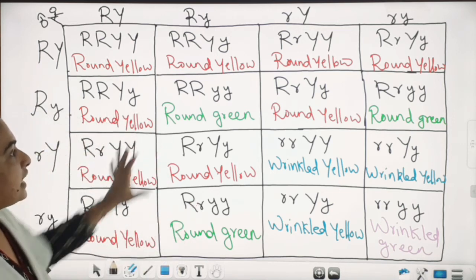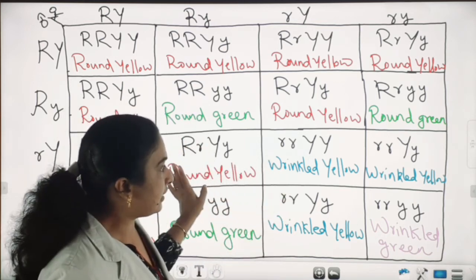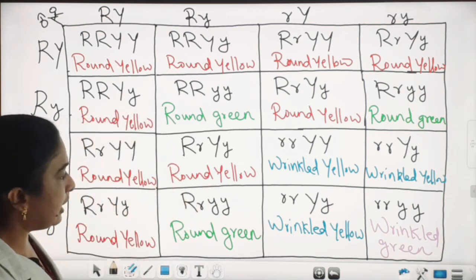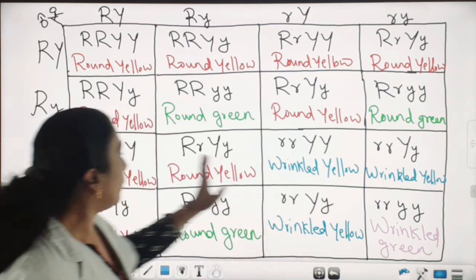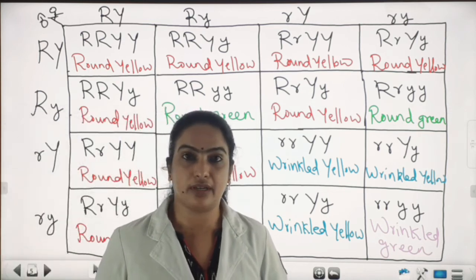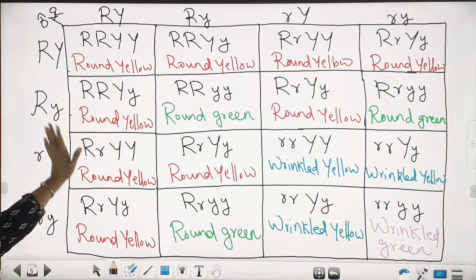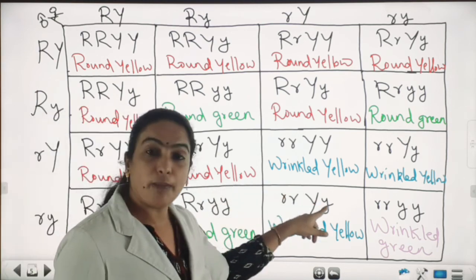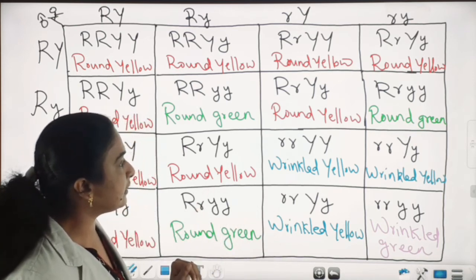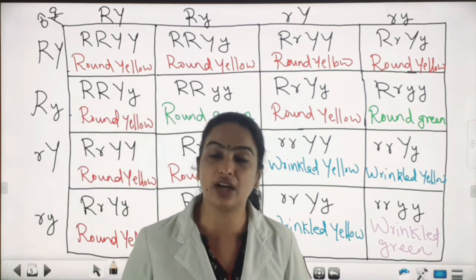Here the round yellow is the parental character, am I right? And wrinkled green is also a parental character. So here the wrinkled yellow and round green, these are the recombinant characters. Is it clear? So here the F2 progeny show parental characters as well as a combination of the parental characters, and that is called recombinant. So which are the recombinant characters here? Wrinkled yellow and round green.